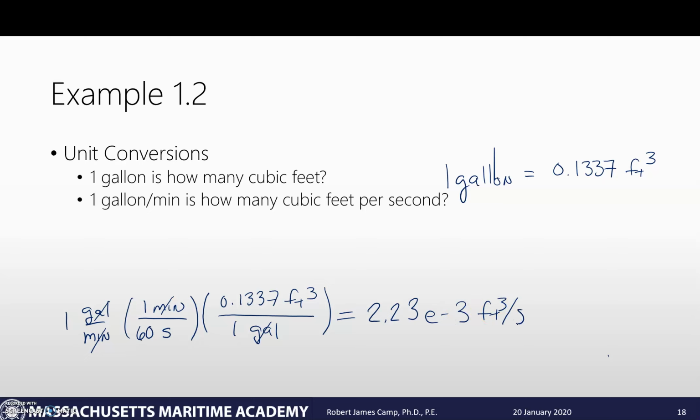Now, I just want to point something out here. I use engineering shorthand notation. So e to the negative 3, this is the same thing as saying 2.2 times 10 to the negative 3 cubic feet per second. But by using that e to the negative 3, it just is quicker to write.